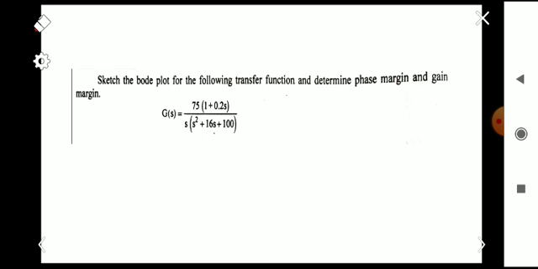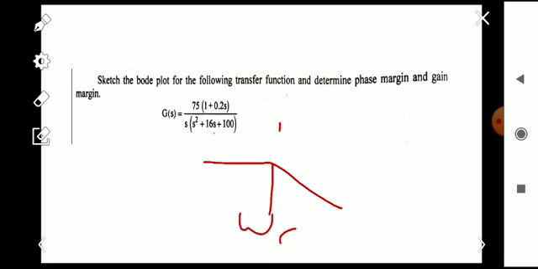When comparing with the first order and second order terms, the change is that for the second order term the corner frequency, omega c, will be its natural frequency omega n. So we have to find the natural frequency of the second order function, and it will be its corner frequency. We know that at the corner frequency there will be a change in the slope. That is, this particular frequency will be the corner frequency.